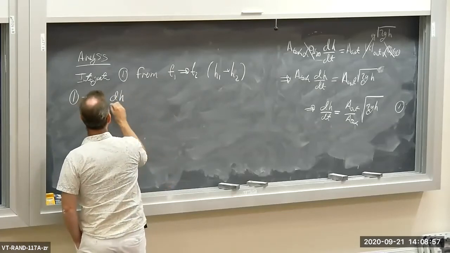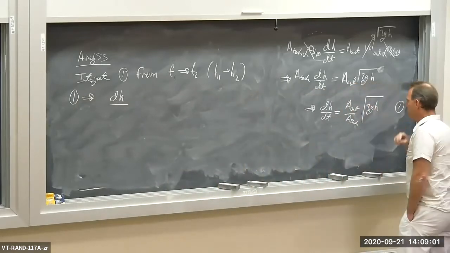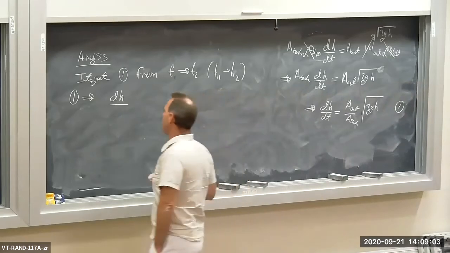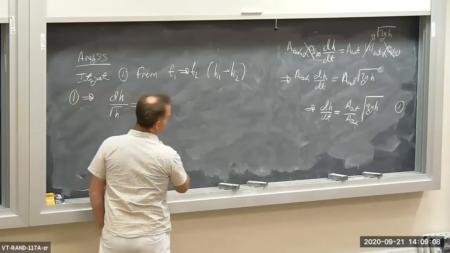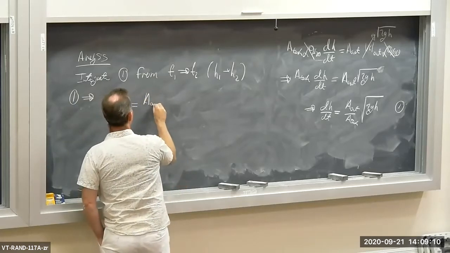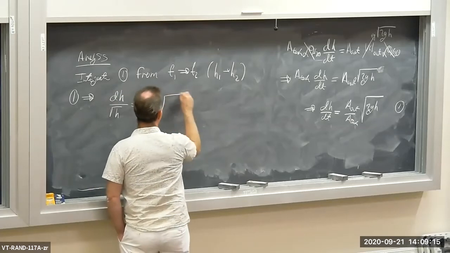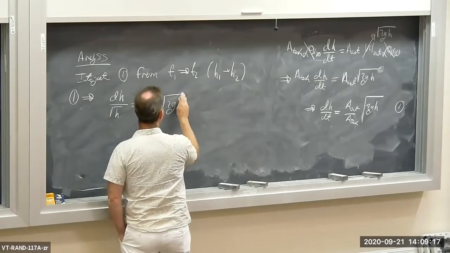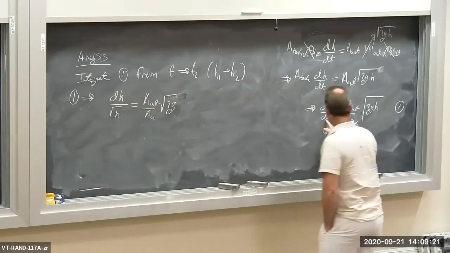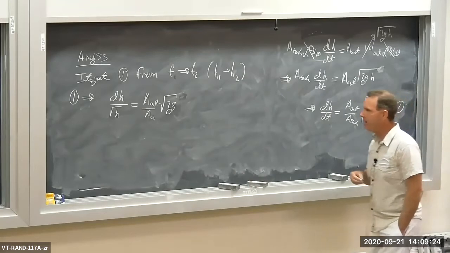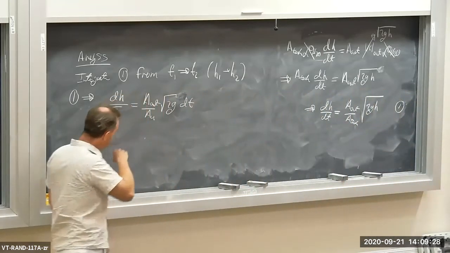So dh, and then I'm going to divide both sides by square root h. The square root h goes away on the right and appears on the left. So I have A out over A in, and then I have a square root 2g. And then I'm going to take the dt and put it over on the right-hand side of the equation. So I have a dt right there, okay?